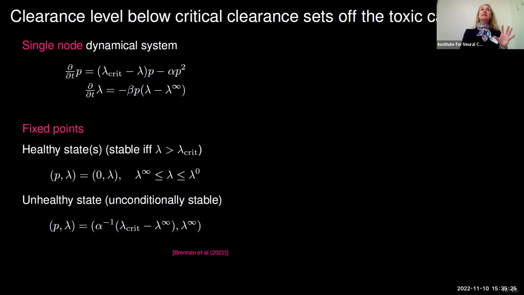It's easy, I think, to understand the dynamics of the system if you look not at a whole graph, but at a single node. Then this becomes a 2x2 dynamical system for the concentration P and the clearance level lambda that has really two fixed points. Either there's a healthy state in which there's no toxic concentration, and the clearance level can be whatever it is, or there's a completely unhealthy state in which the toxic concentration is non-zero, at some limit level, and the clearance has been reduced to the minimal state.